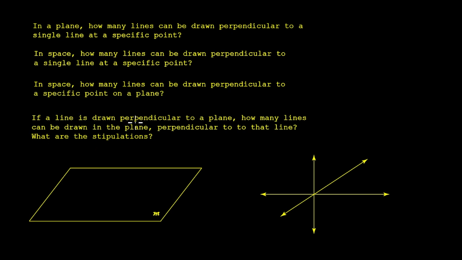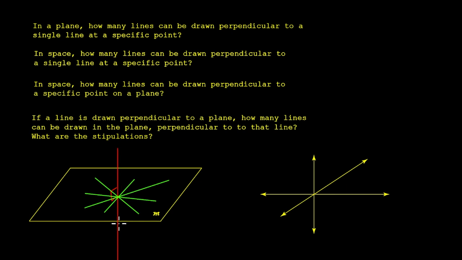Next, if a line is drawn perpendicular to a plane, how many lines can be drawn in the plane perpendicular to that line, and what are the stipulations? Again, we draw a line that is perpendicular to the plane right here. Then any line that is in the plane that goes through the foot of this original red line is perpendicular to the red line. That is the line plane foot theorem.